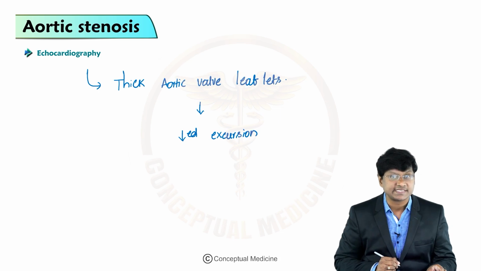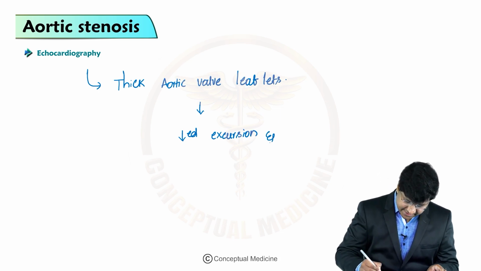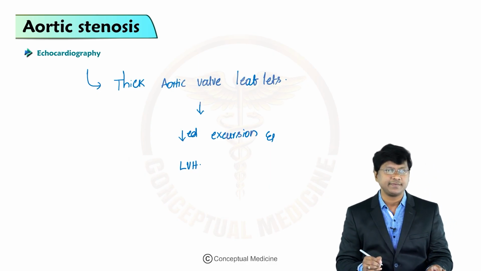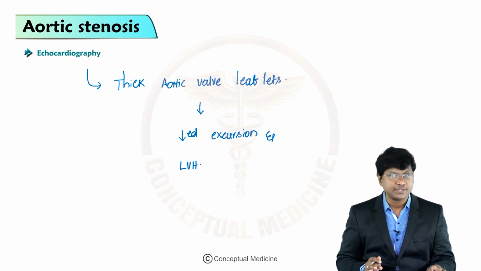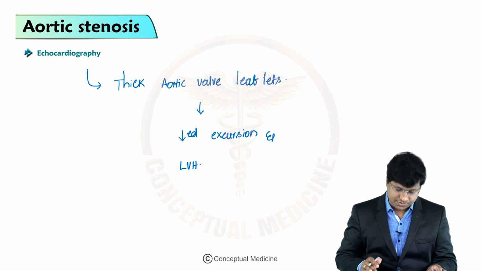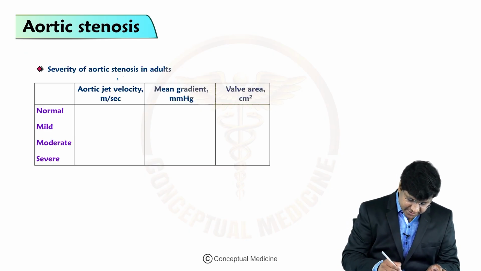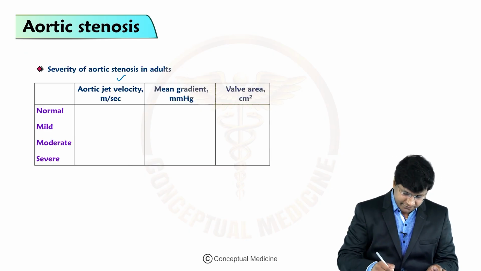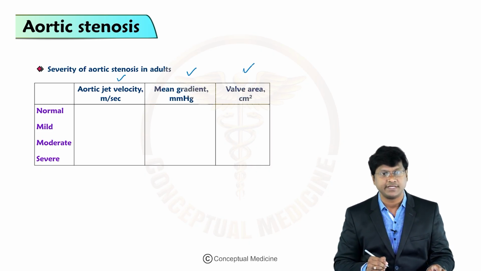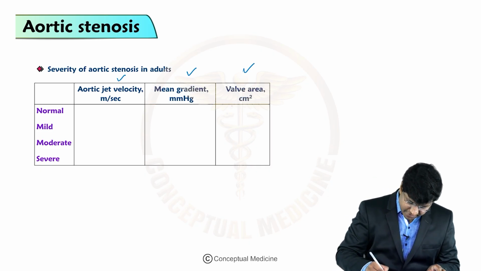Right, decreased excursion, and there is also development of left ventricular hypertrophy. And not only that, in the 2D echo, apart from the valve area, what all do we check in the 2D echo in patients with aortic stenosis? We measure the aortic jet velocity, the gradient across the valve, as well as the valve area.